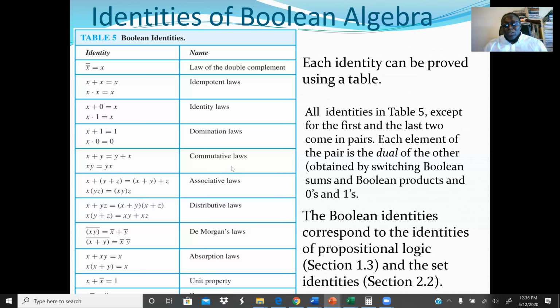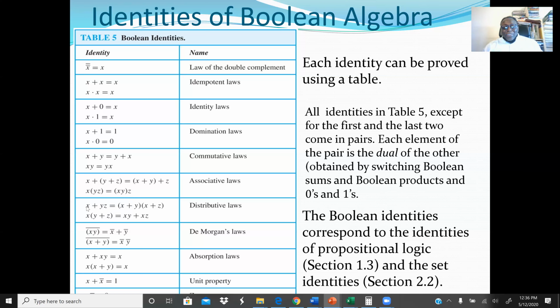Associative laws also are in arithmetic operations. If I have X plus parenthesis Y plus Z, it's the same as X plus Y parenthesis plus Z. If you change the location of the parentheses, the answer is the same. In this example, we have X parenthesis YZ. It's the same as saying XY parenthesis times Z. It's the same.